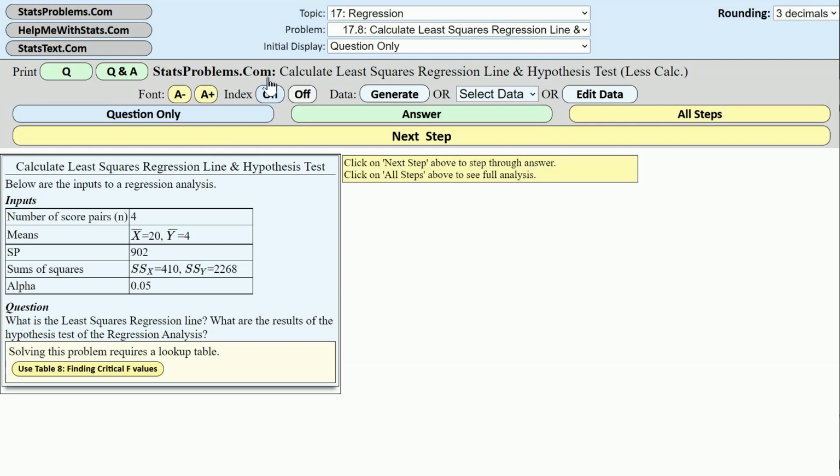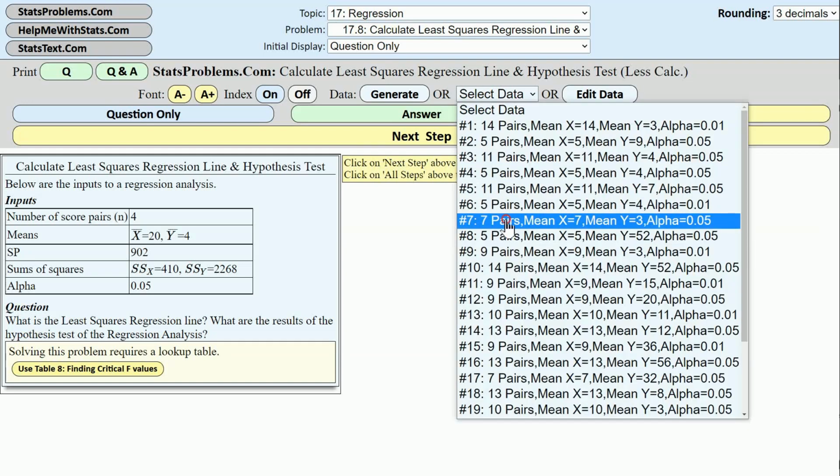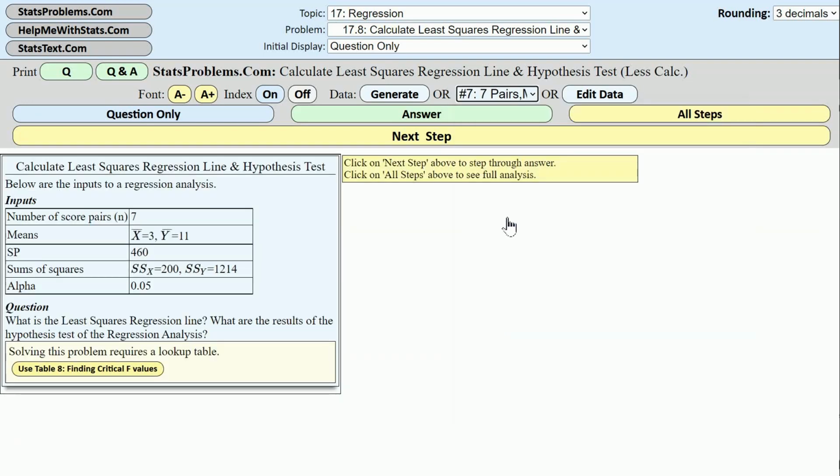Statsproblems.com was used to create this tutorial, which can help us calculate a least squares regression line and the hypothesis test, but with less calculation than a complete analysis because the means, the sum of products and sums of squares are given. Let's begin by selecting one of the 25 example problems.